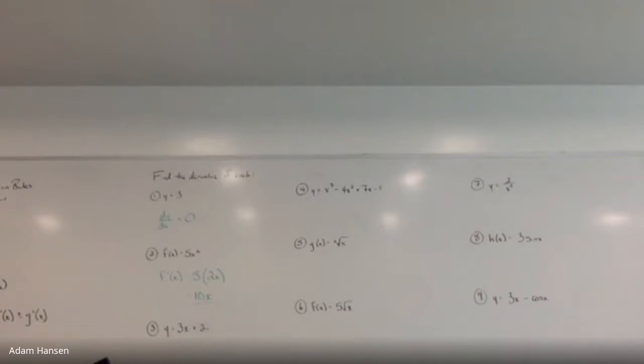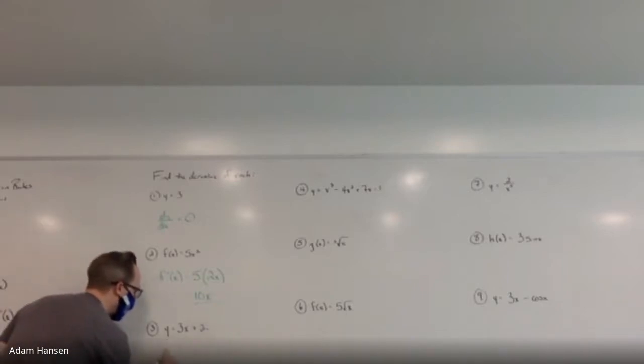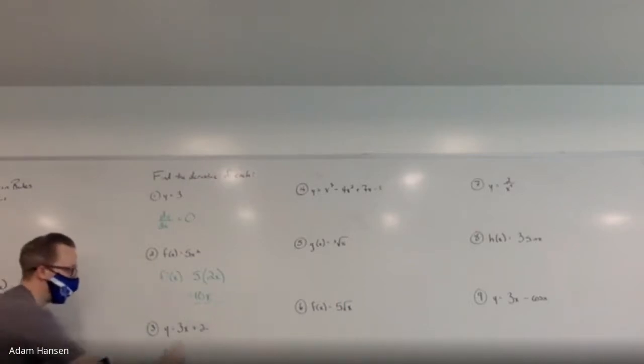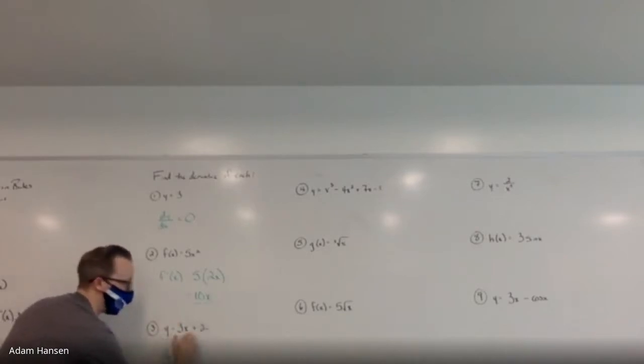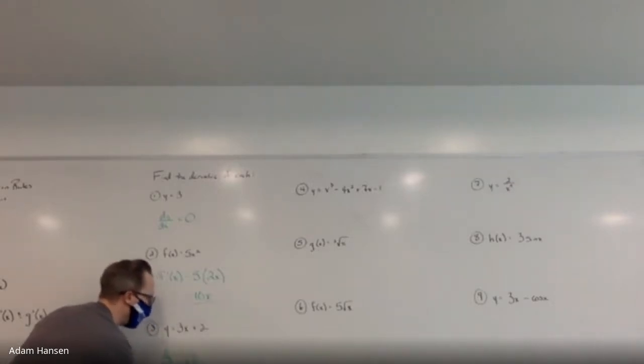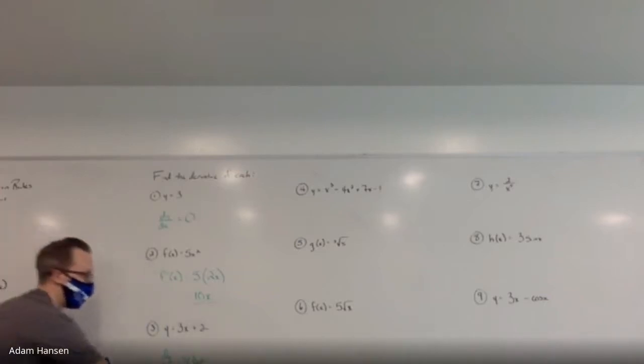Okay, try 3x plus 2. What's the derivative of 3x plus 2? Let's go term by term. Constant of 3 multiplied with the function. So take the derivative by thinking about 3 times the derivative of x. What's the derivative of x? 1. So this is really just 3 times 1 plus the derivative of whatever 2 is.